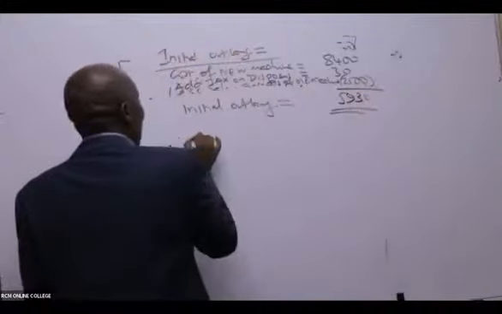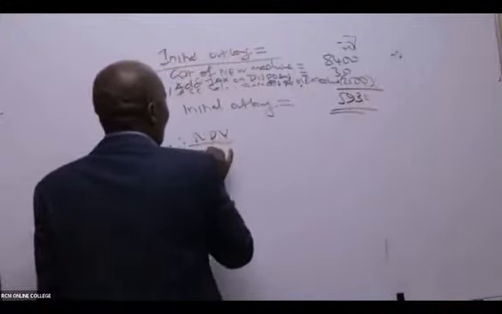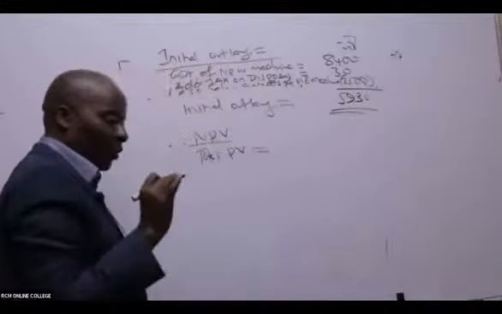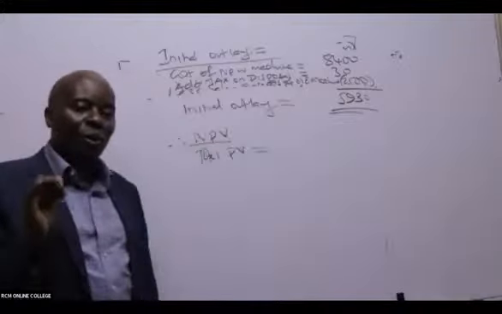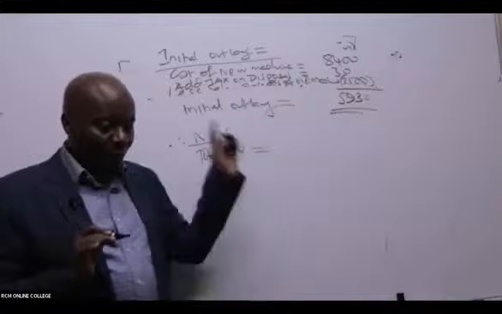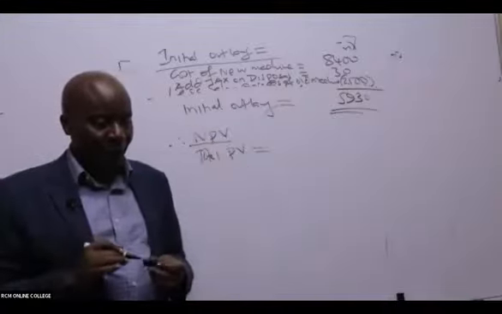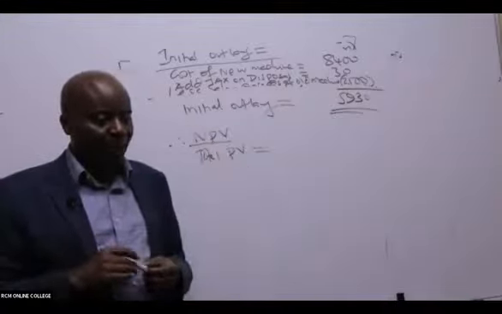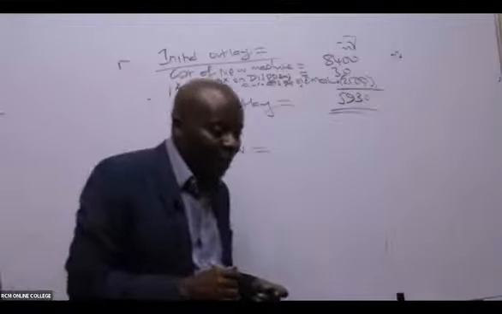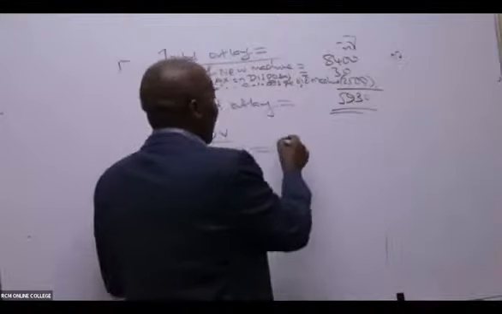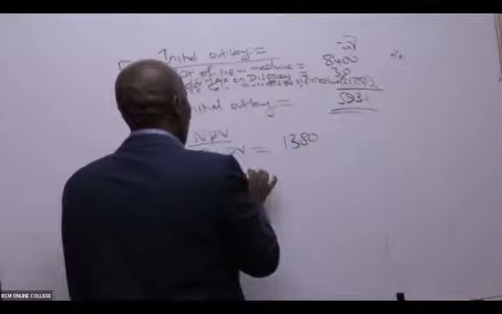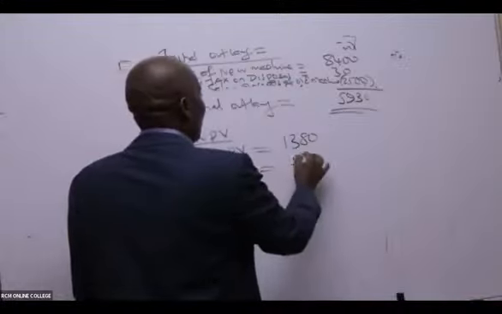You already have the total present value. Is there somebody who can remind me what the total present value was? We had computed it earlier up there. Total present value, 1380, and then we less initial outlay, which is 1,500.